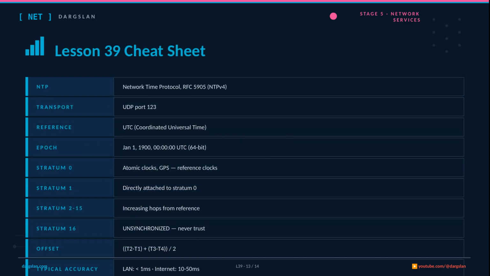And to make all of that stick, here's your cheat sheet, the one-page reference worth screenshotting before you close the video. NTP RFC 5905, UDP port 123, anchored to UTC with an epoch dating back to 1900. Stratum 0 is the reference clock. 1 is directly attached, 2 through 15 step outward, and 16 means don't trust it. The offset formula assumes path symmetry, and in practice, you're looking at sub-millisecond accuracy on a LAN and tens of milliseconds across the internet.